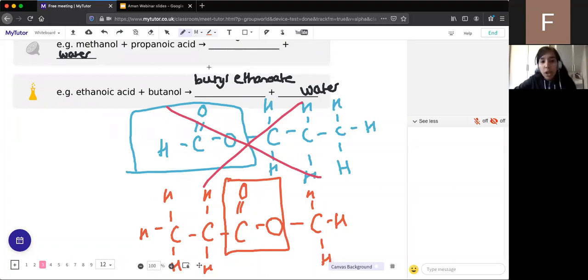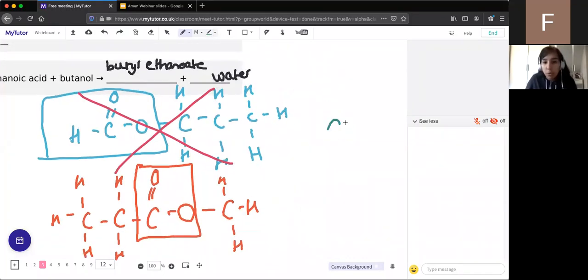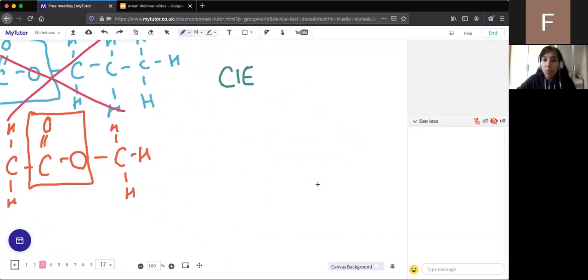Really good question. So all the examples that I've seen, apart from CIE, I'm not sure if any of you are doing CIE. It's quite an old exam board. Not many people will do it anymore. So if anyone's doing the CIE exam board, you do need to be able to draw them. But the other exam boards only require you to be able to draw ethyl ethanoate, which I drew out yesterday.